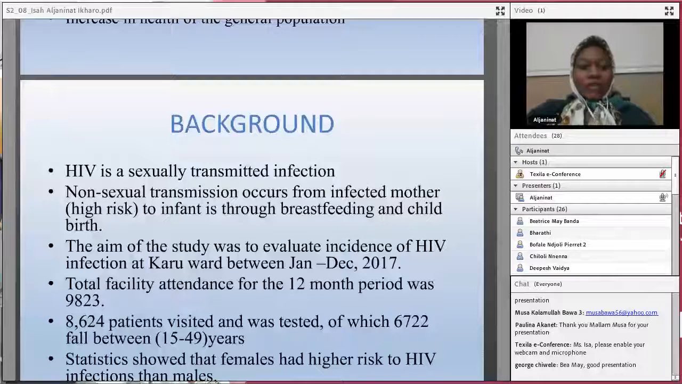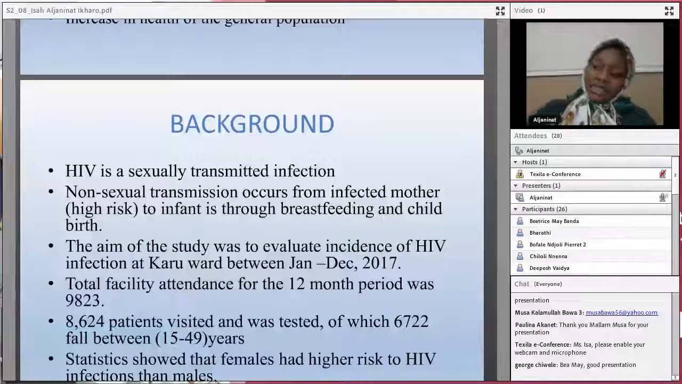So the aim of the study was to evaluate the incidence of HIV infection at the particular ward, that's Karu ward, between January and December 2017. And also we needed to identify behavioral risk factors that had led to them contracting this infection within that geographical area. The total facility attendance for the 12-month period was 9,823 patients.